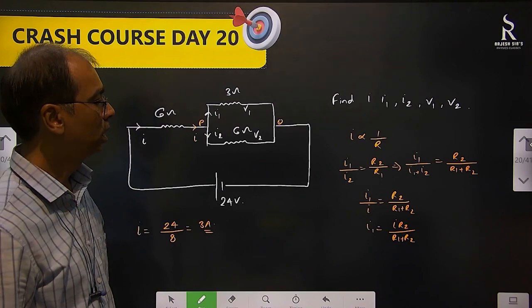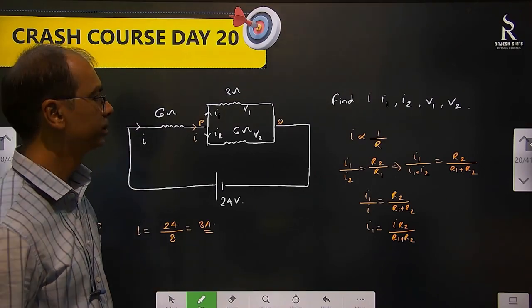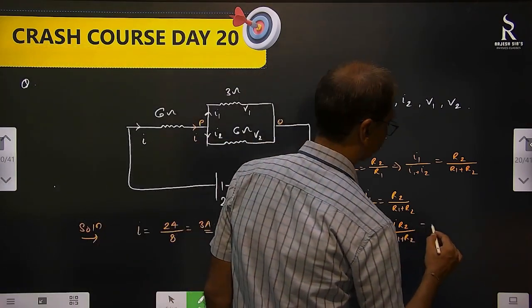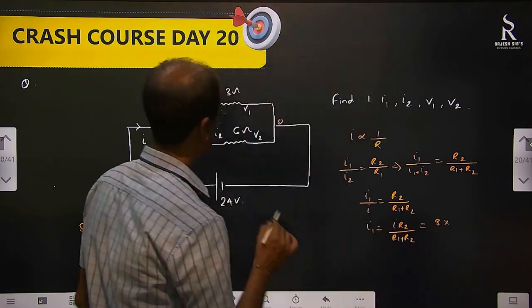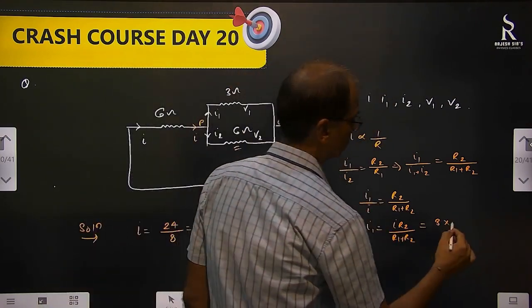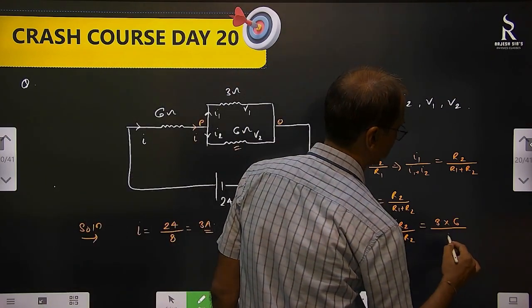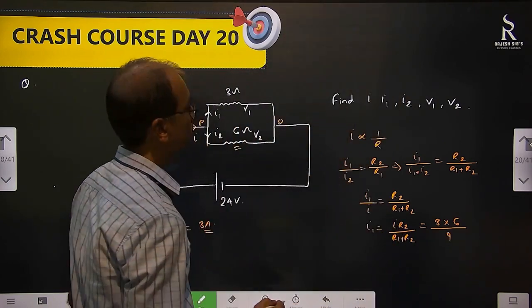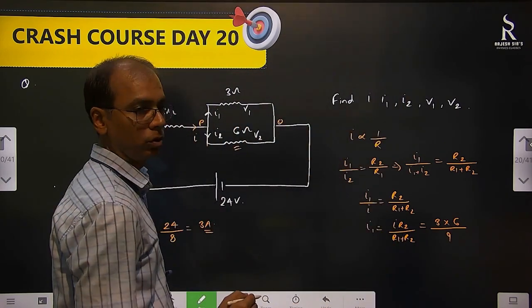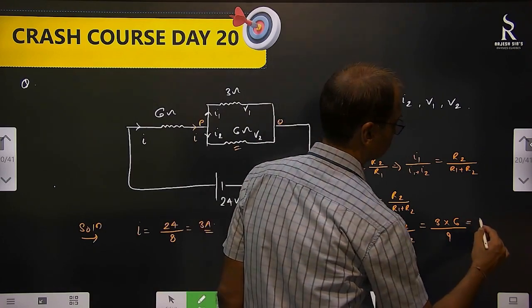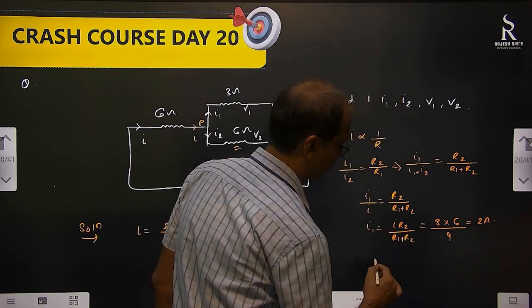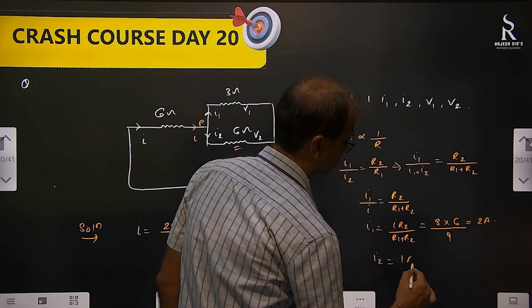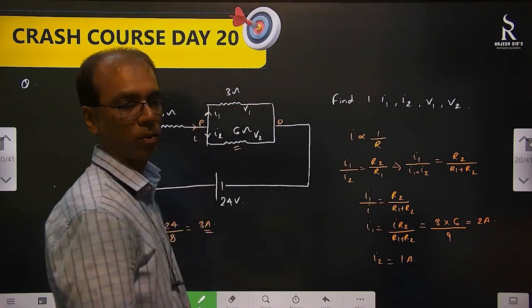Okay, so now let's put it. What is I? 3. So 3 into R2, this is 6, by R1 plus R2 means 9. What's coming? 2. I1 is 2. I2 is 1 ampere, surely, because I equal to I1 plus I2, and I is 3.